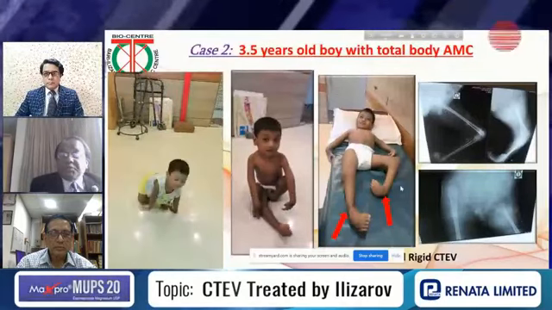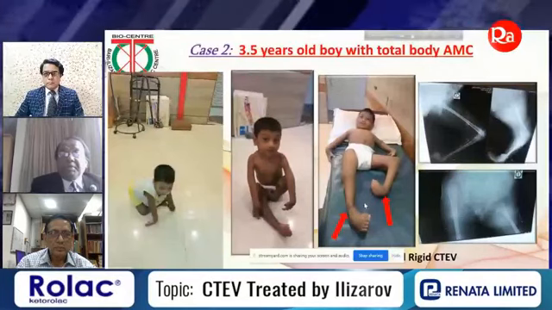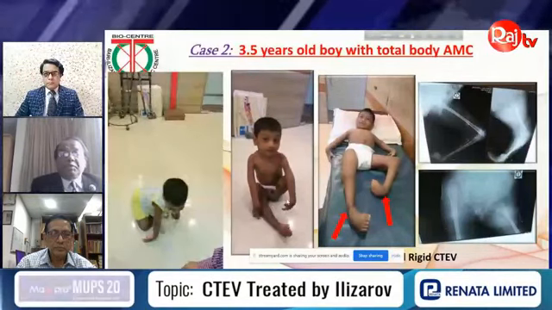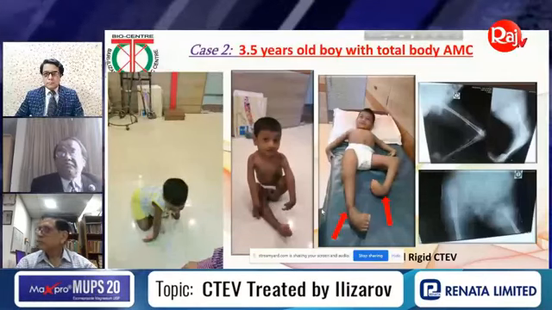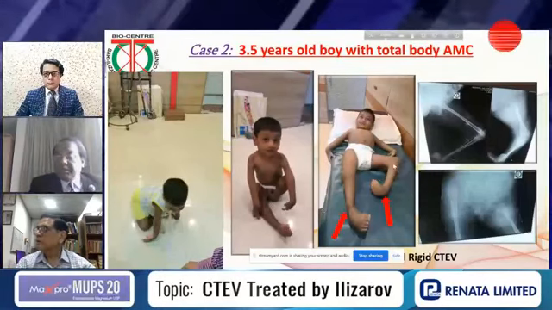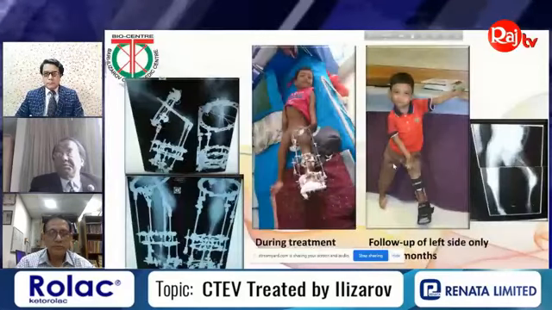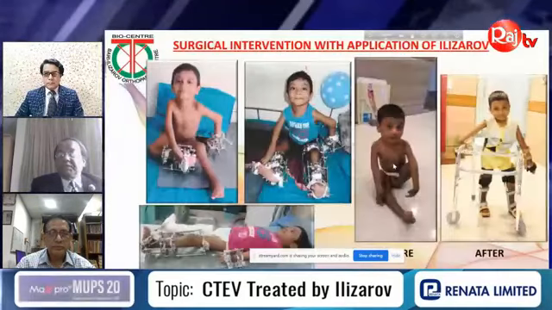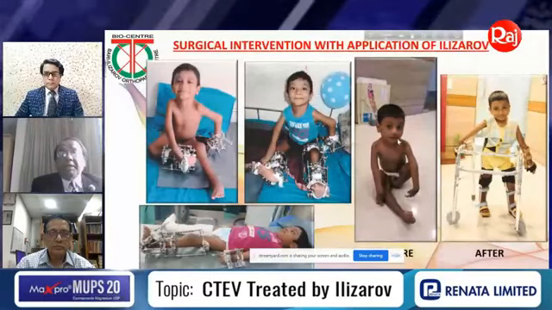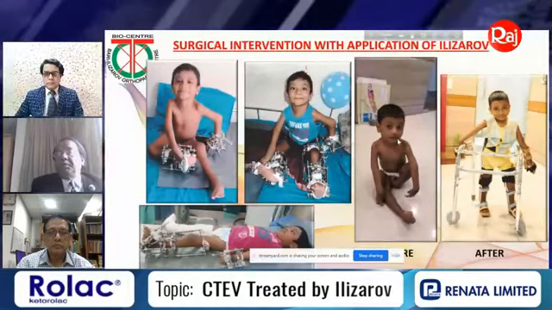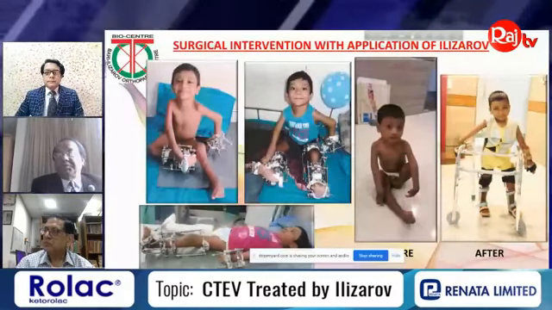So this is an arthrogryposis case, AMC. Treatment was done elsewhere by PMR. You can see rigid, and then came to me, look at both hands and the feet and the knee contracture. Gradually I have corrected. You can see follow up, and you can see here after full correction of the hand, feet, and this is the final view of the patient.